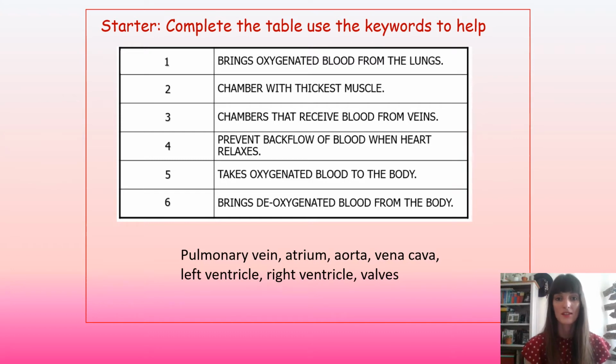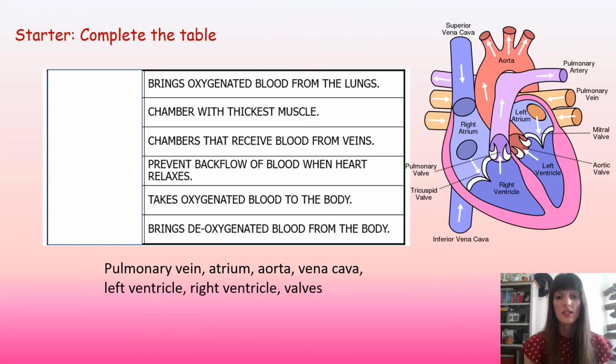Let's go through the answers. So the first answer that brings oxygenated blood from the lungs is the pulmonary vein. And the pulmonary vein is this one just on the right. Now the route that the blood takes in the body, which might help a little bit with remembering this, is through the vena cava, the right atrium, the right ventricle, then it goes up to the lungs where it gets oxygenated, and then to the pulmonary vein, and it continues on the journey.